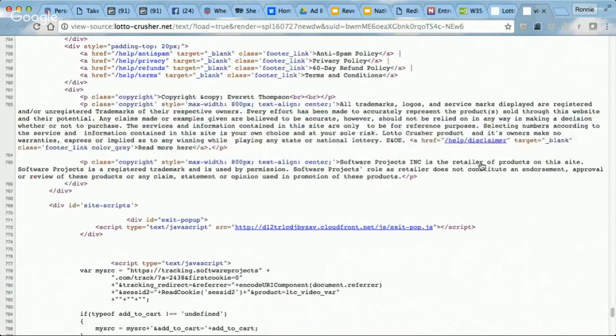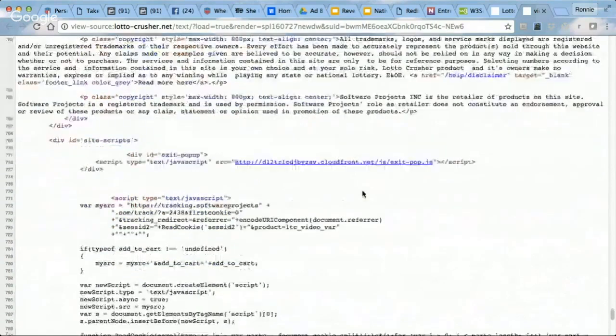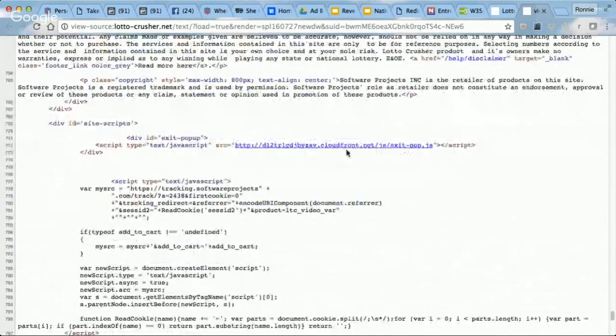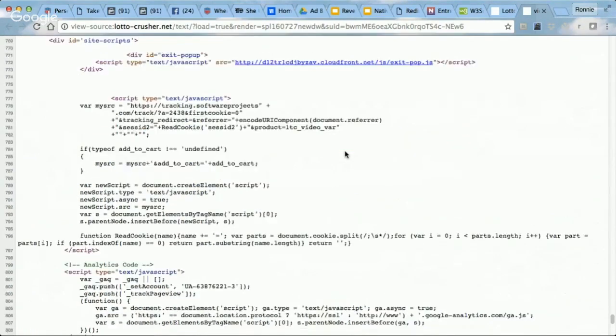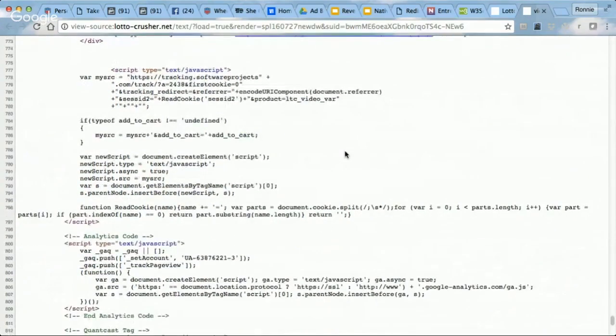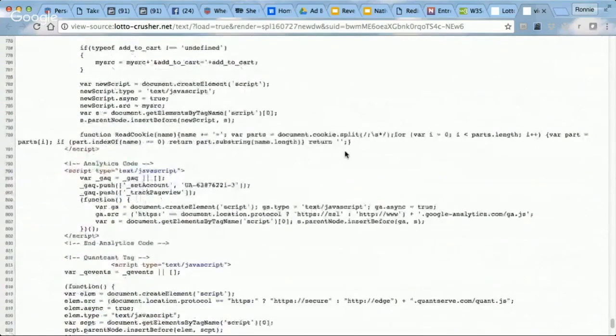Let's look more. Okay, they have copyright disclaimers, all that stuff, cloudfront.net. Oh, maybe that's a virtual private server I should consider because other big advertisers are using it. This is how I figure out what I do. Then I look down here. I say, okay, softwareprojects.net. Maybe that's the affiliate network. Okay, I look that up.